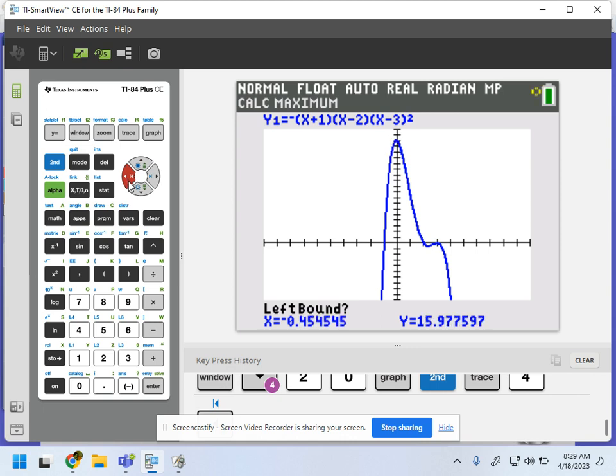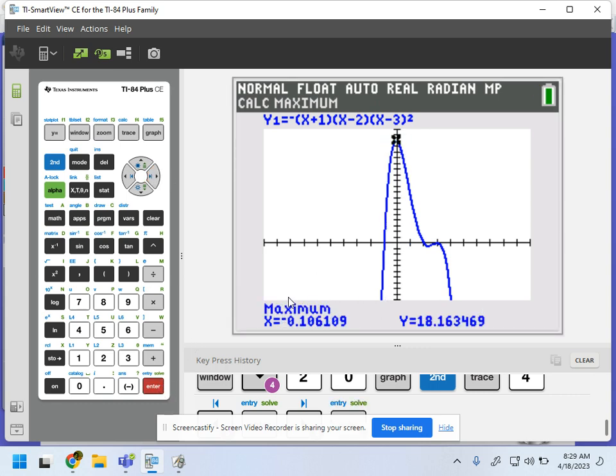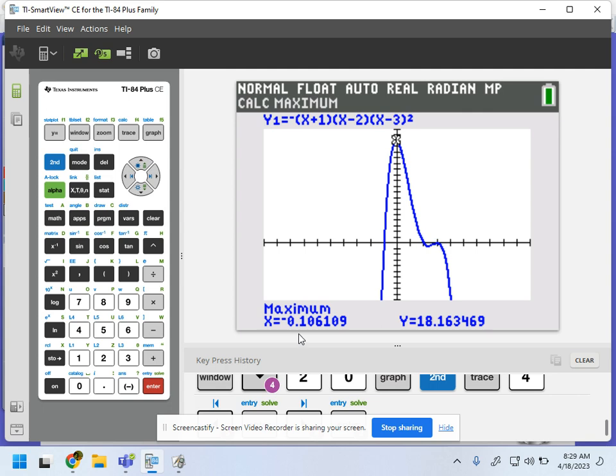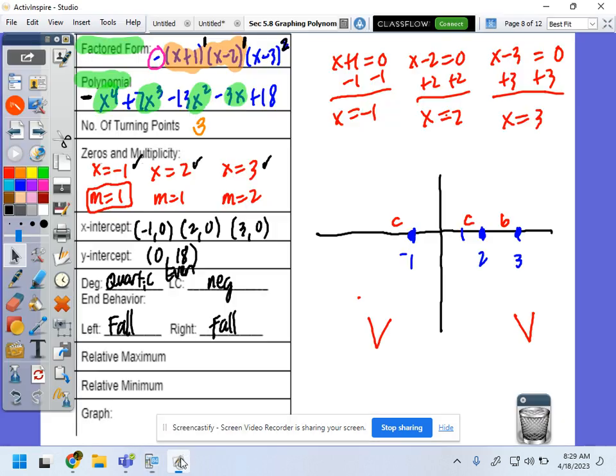We're going to take it to the left bound. The spider is there. Left bound. Enter. I'm going to take it to the right bound. Go to the right side. Enter twice. So what's our maximum here? Negative 0.1 and 18.2. Okay, let me write that down. Negative 0.1 and 18.2.